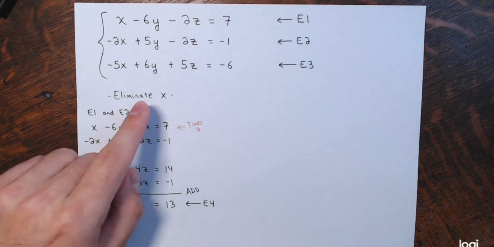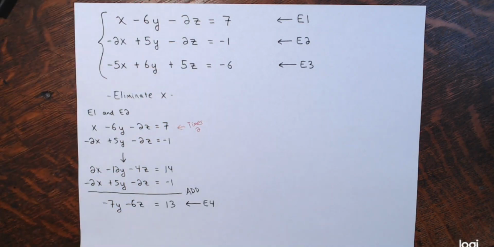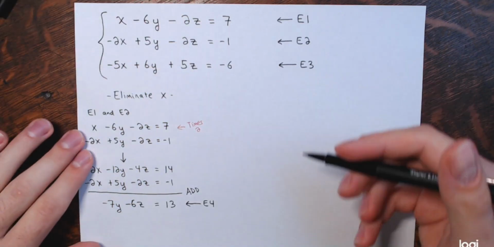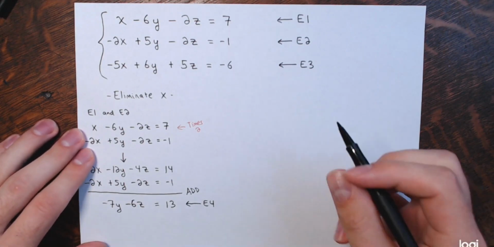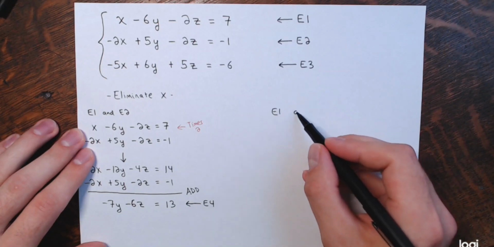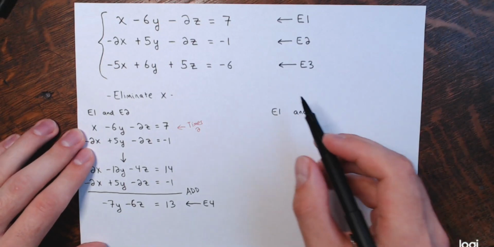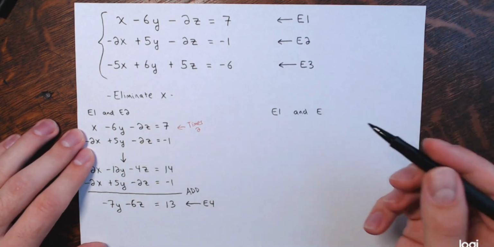And I'm going to do this again. I'm going to eliminate x again with a different pair of equations from the original system. And that'll give me a second equation with y and z. And then I'll have a system of two equations with y and z. So this time I'll do equation 1 and 3. Again, you can do equation 1 and 3 or equation 2 and 3, whatever you want, just so long as you're eliminating the same variable again.